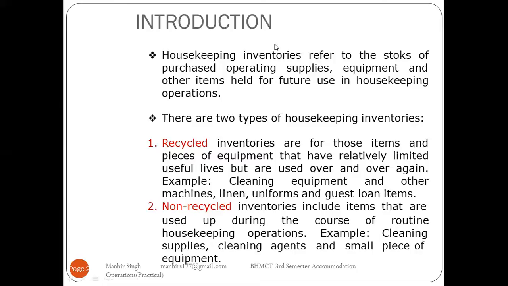Recycled inventories are those items and pieces of equipment that have relatively limited useful lives but are used over and over again. Examples are cleaning equipment and other machines, linen, uniforms, and guest room items. The second one is non-recycled inventories, which includes items used up during the course of routine housekeeping operations. Examples are cleaning supplies, cleaning agents, and small pieces of equipment.